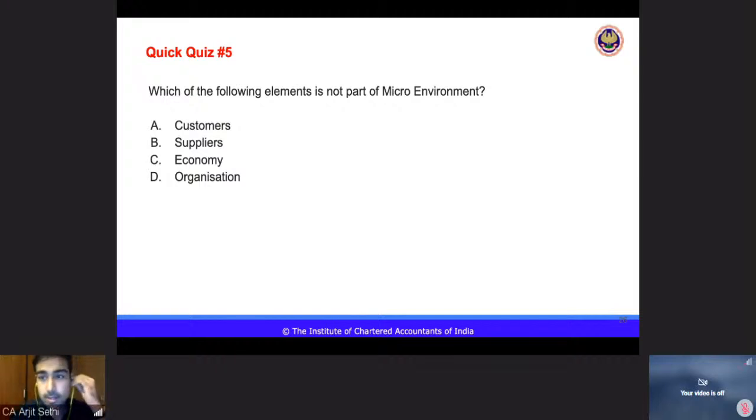Okay. So let's discuss the answer quickly. The answer is economy, right? Economy is part of the macro environment. Customers, suppliers, and organizations, right? And the organization is part of your micro environment, right? Congratulations to most of you, every one of you got it correct.